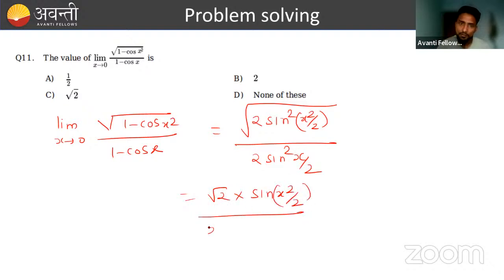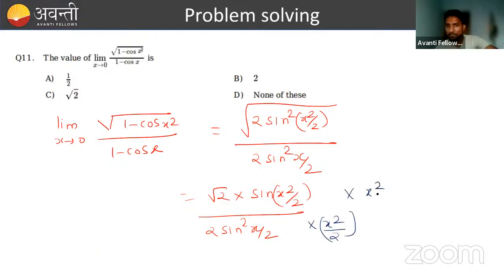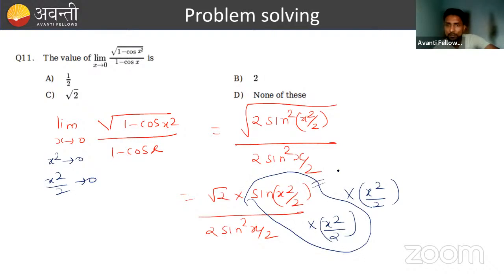And here it is 2 sin square x by 2. So now we have to make it 1, right? But here it is sin x square by 2. So what I will do, I will simply multiply with x square by 2 and divide by x square by 2, right? And if x tending to 0, then x square is also tending to 0, or x square by 2 is also tending to 0. So no problem, we can make this a big 1.